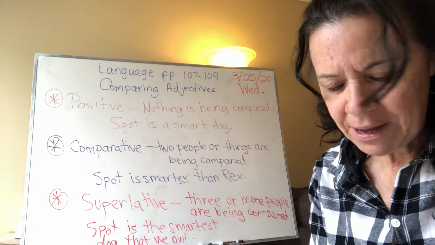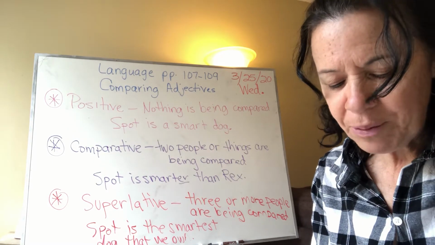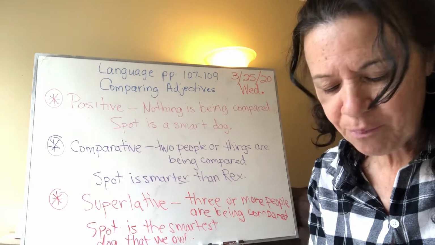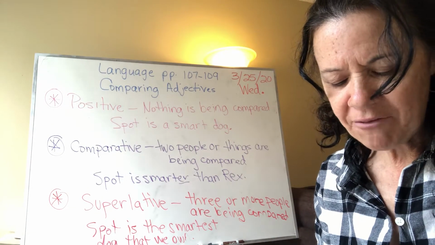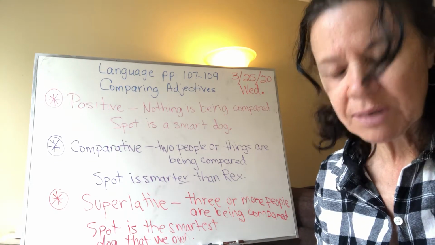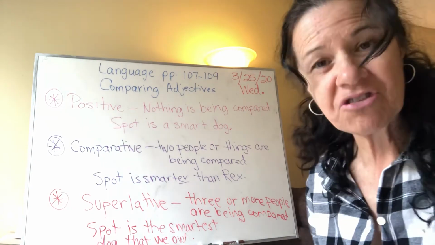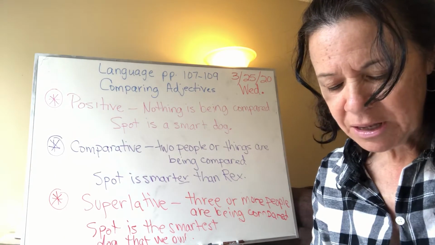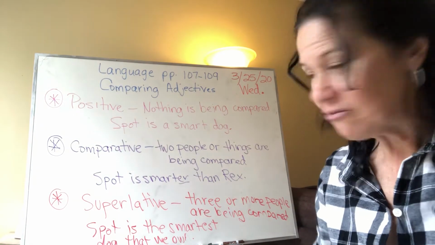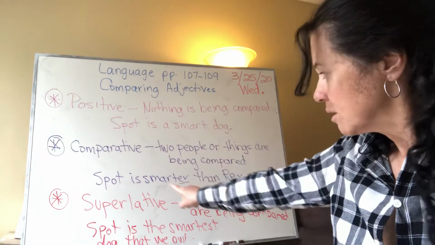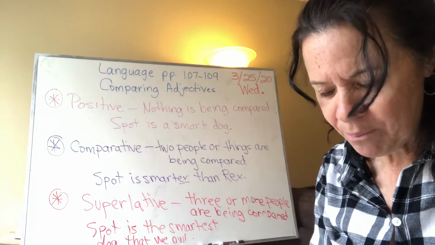In the comparative degree, the picture below that, two people or things, in this case dogs, are being compared. To form the comparative, add ER to the end of a one-syllable adjective. Use more or less before an adjective of two or more syllables. Well, this adjective is the word smart, so it's one syllable. So we don't need to add the words more or less to it. We simply write, if you look at the board and in your book, "Spot is smarter than Rex." Okay, we're comparing Spot to Rex.